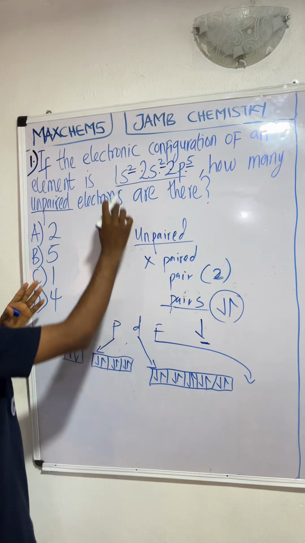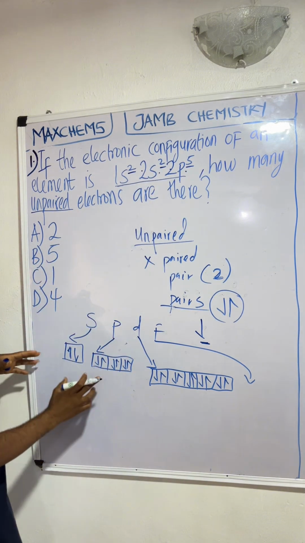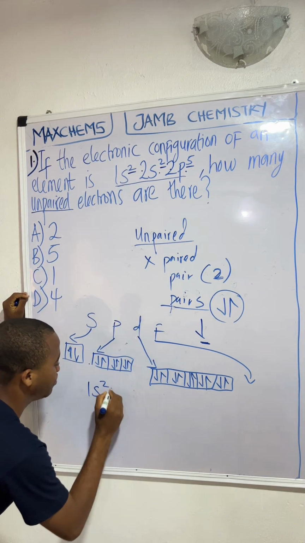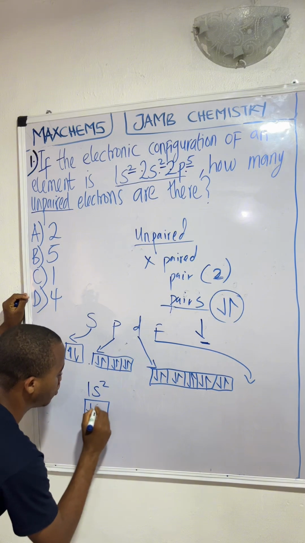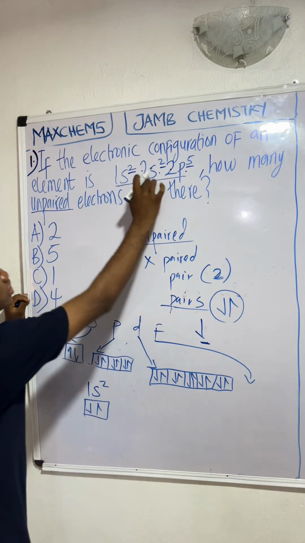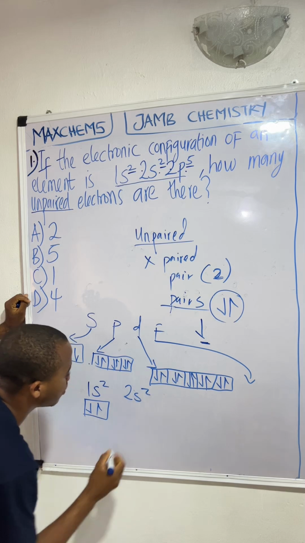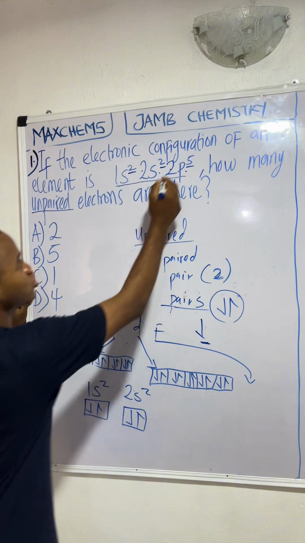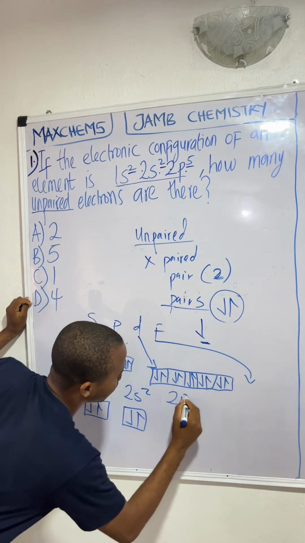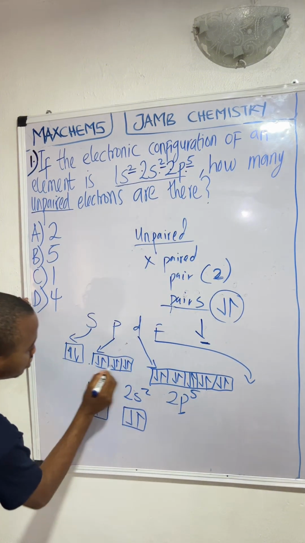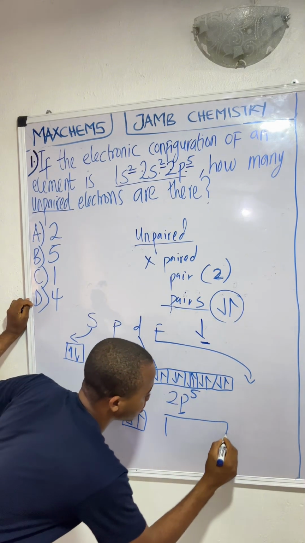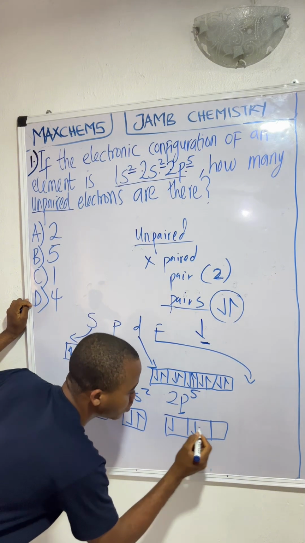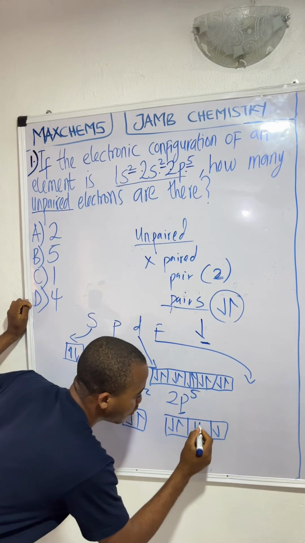Now let us put our own electronic configuration into their orbitals. So let's start. This is 1s2, right? Let me put it into its orbitals. 1s2, 2 electrons, they are there. You see, 2s2, this is still the s orbital, and 2 electrons are there. Now, 2p5. This is p, of course, so you have something like this. 1, 2, 3, 4, 5.